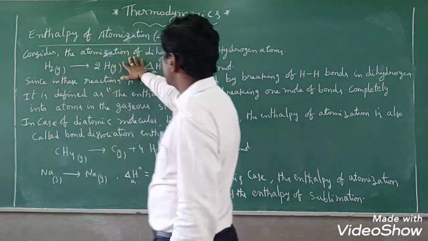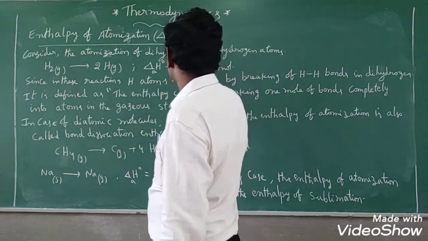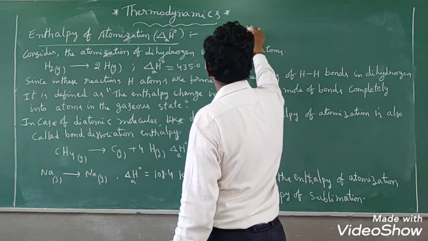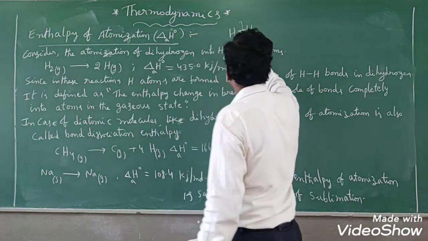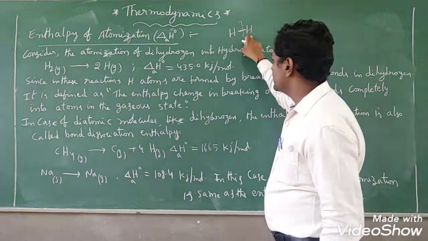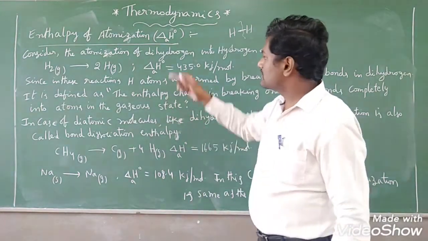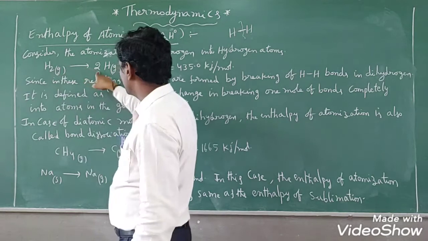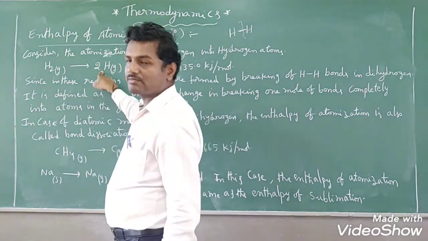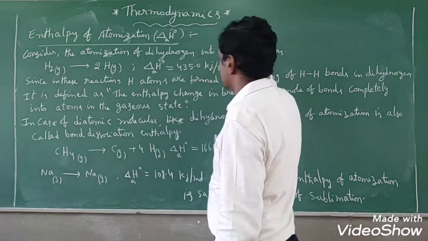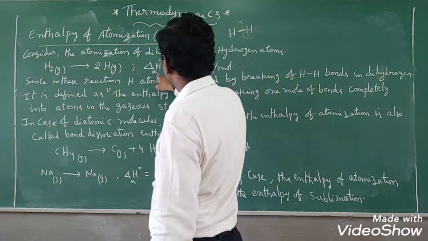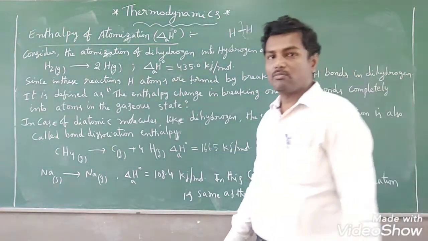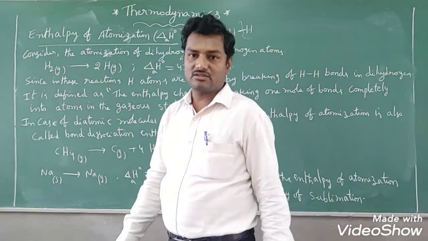So let us see now. Consider the atomization of dihydrogen. Here I have taken hydrogen atoms. That means 1 mole of H2, with an H-H bond. To break this H-H bond into 2 hydrogen atoms in the gaseous state, how much energy is required? That energy we call the enthalpy of atomization. Here I have taken hydrogen in the gaseous state. It converts into 2 hydrogen atoms while breaking the hydrogen covalent bond. To break that bond, 435 kilojoules per mole of energy is required in the case of dihydrogen, right?